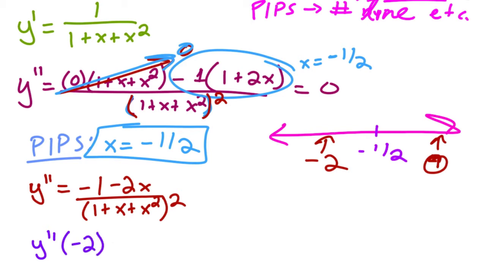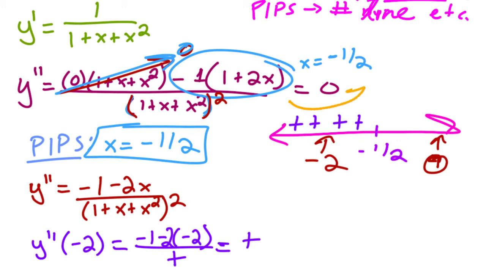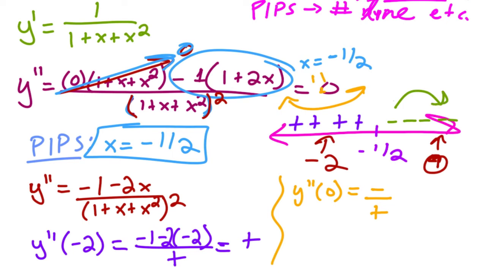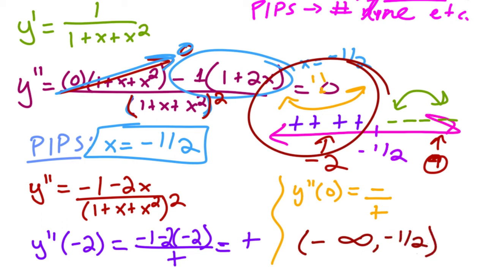Okay. So then y double prime at negative 2 is equal to negative 2 times negative 2 over the bottom. I don't even care what it is because I know it's going to be positive because it's squared. And so this is positive, which means it is concave up. Okay, and then I plug in 0 and I get negative over positive, which means it's concave down. And so what the question is asking for is where it is concave up, so that would be right here. So it's concave up on the interval from negative infinity to negative 1/2. And that's it.